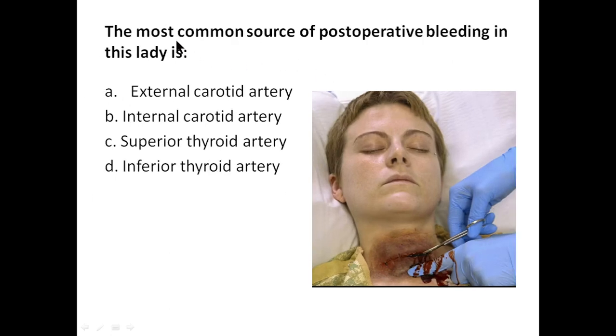The same lady, and the question is, what is the common source of post-operative bleeding in this lady? Usually, the common source is the superior thyroid artery. Superior thyroid artery, okay?